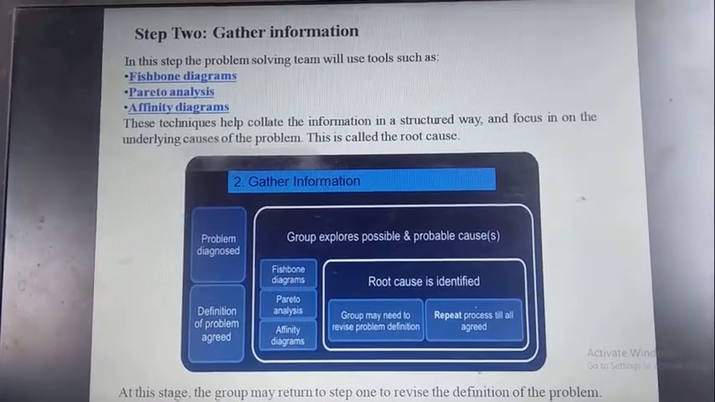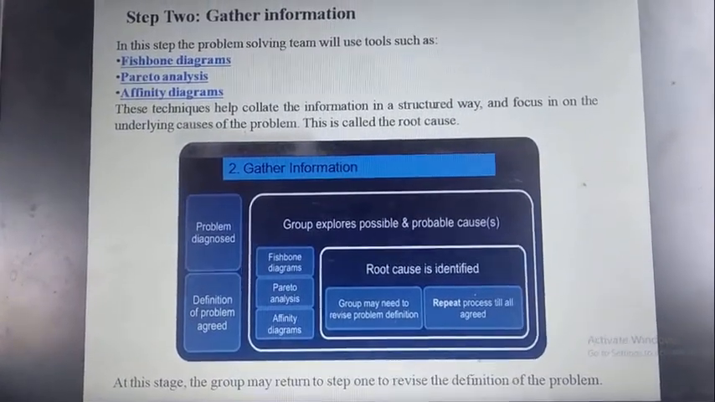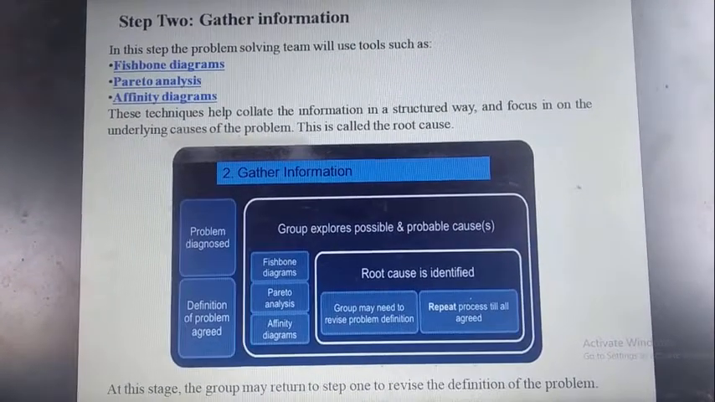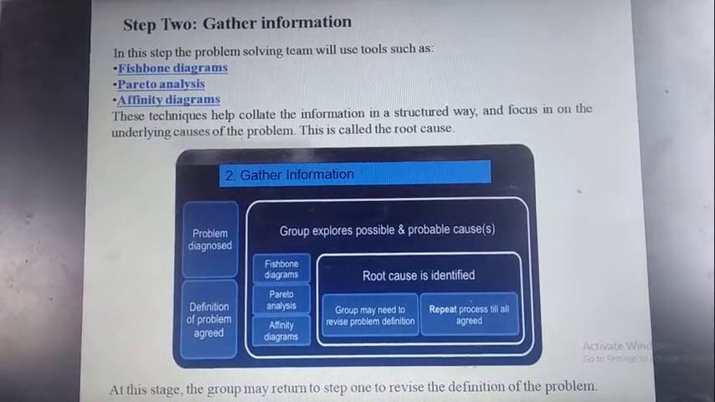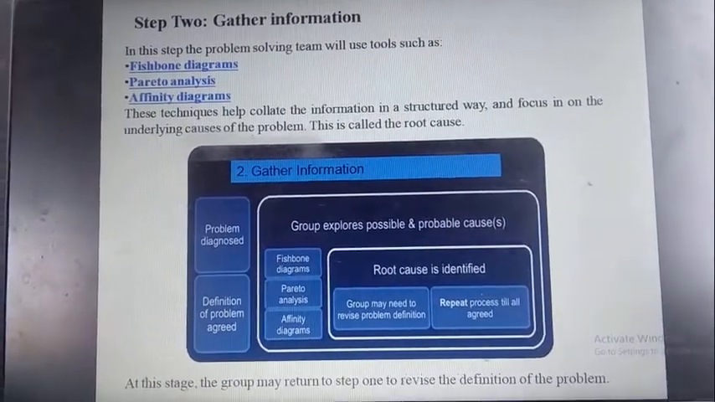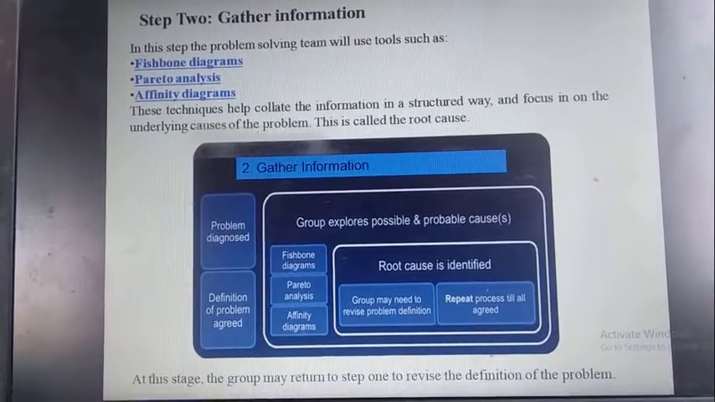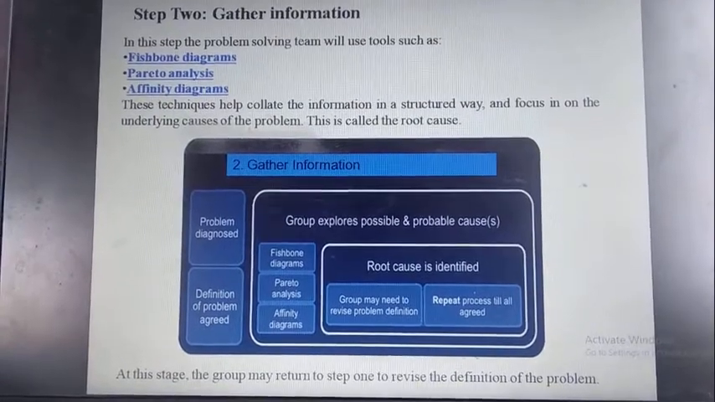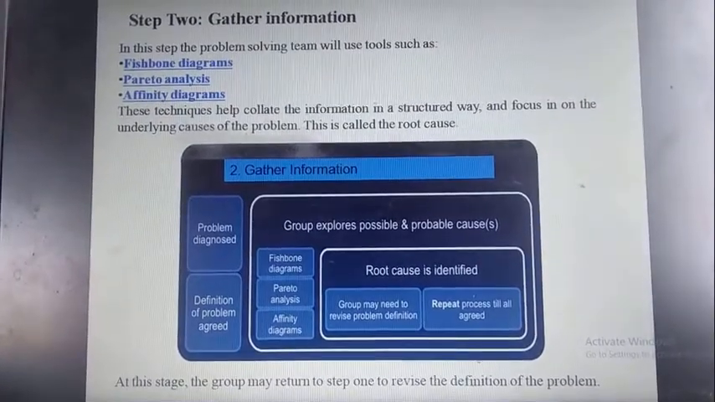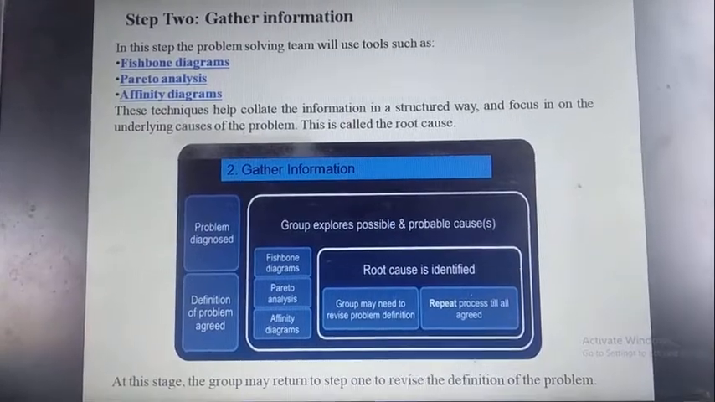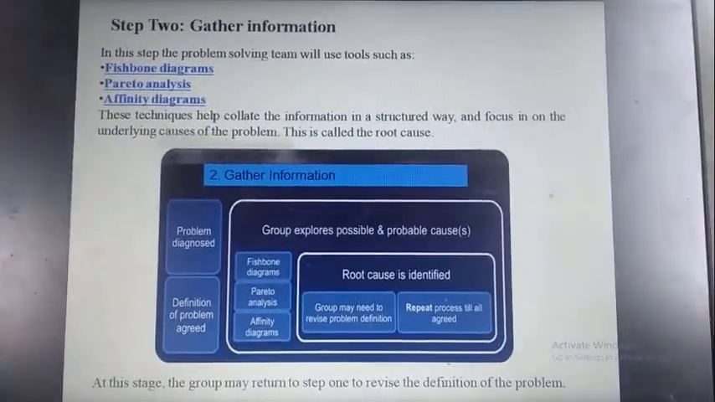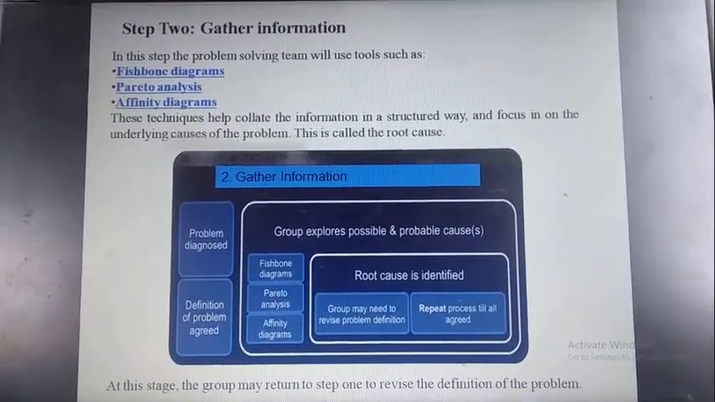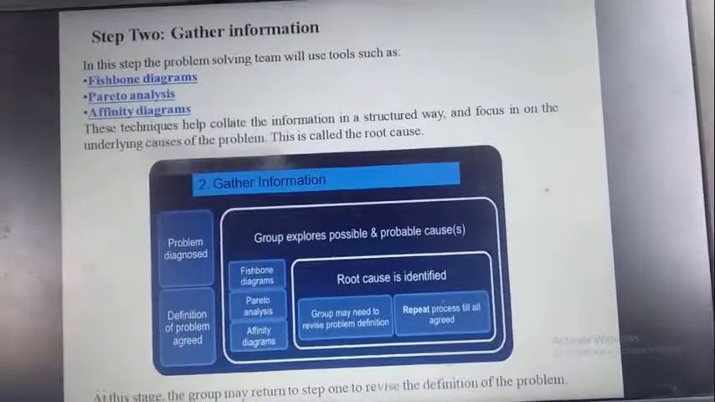Then we will find the exact root of the problem. Then the group explores possible and probable causes. The possibilities and the causes will be discussed by the group. Fishbone diagrams, Pareto analysis and affinity diagrams are helpful to discuss the problem. Simultaneously we check the problem diagnosed and the definition of the problem, whether it is agreed by all the group members or not. At this stage the group may return to step 1 to revise the definition of the problem.